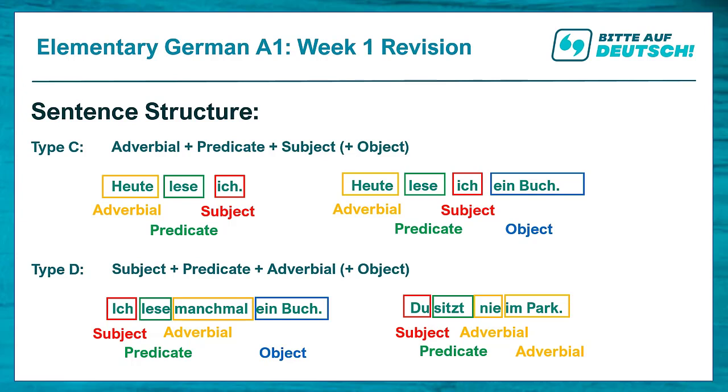But from a grammatical standpoint, you can add as many adverbials to a sentence as you wish. They just need to follow a certain specific order. So in this case, we have an adverbial of time and an adverbial of place. Du sitzt nie im Park. And this is already as complicated as it gets for the first revision lesson.